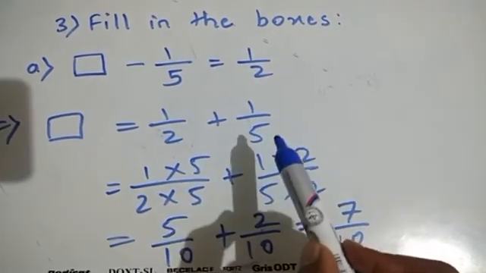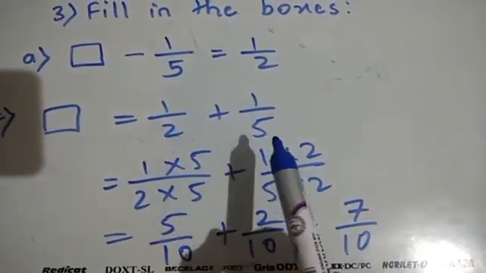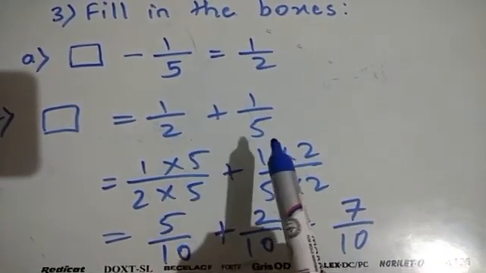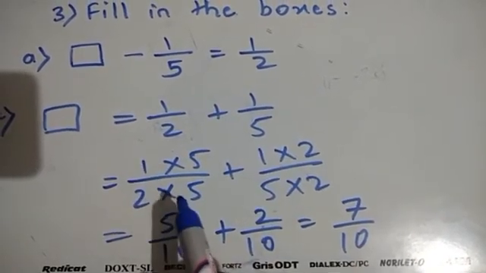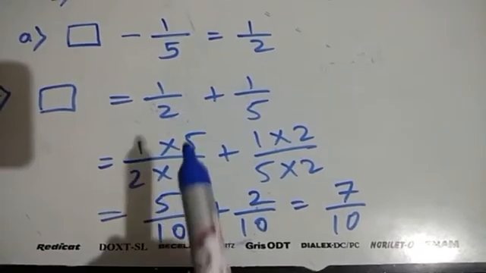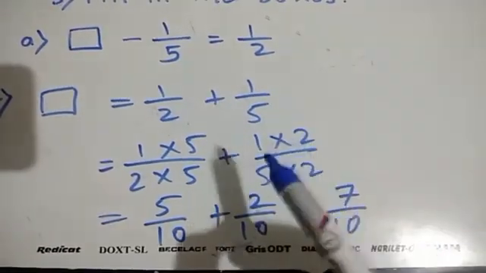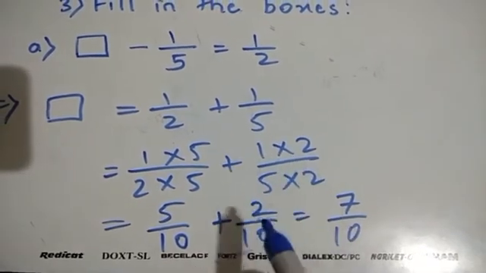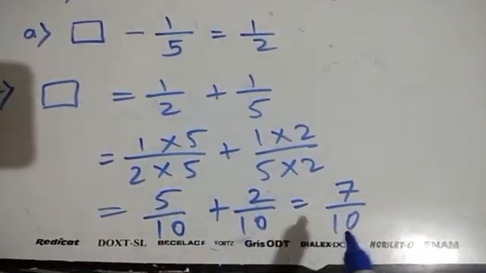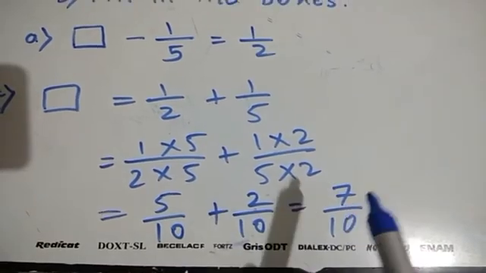Therefore here the LCM of 2 and 5 is 10. So we will convert their denominators equal to the LCM, 10. Therefore 1 upon 2 I am going to multiply with 5. So it will become 5 2s are 10 and 5 1s are 5. In the same way 1 upon 5 also I am going to multiply with 2. So it will become 5 2s are 10 and 2 1s are 2. Denominators are same. Copy as it is. 5 plus 2 is 7. 7 upon 10 is the answer.